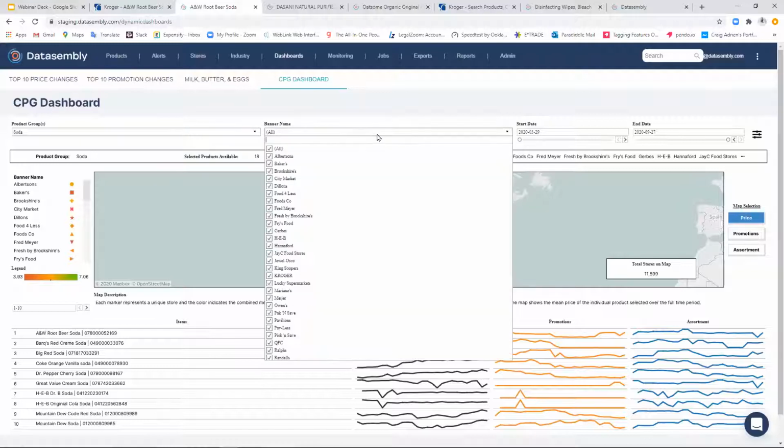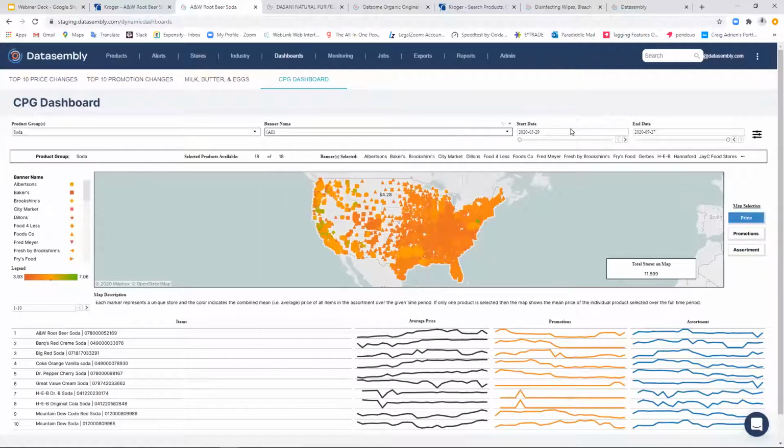Banner names, right? I've enabled every banner here, but this is something that we could pick and choose, and Datasembly allows you to do that to make sure that you're looking at those data points that are 100% critical. I've grabbed this data from the end of March through the end of September. And here I've got my soda group. I've got 18 products in that soda group, and I've got them across all those selected banners.